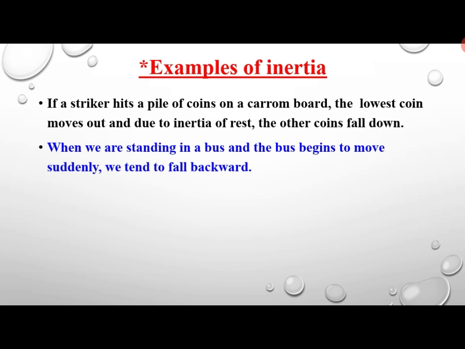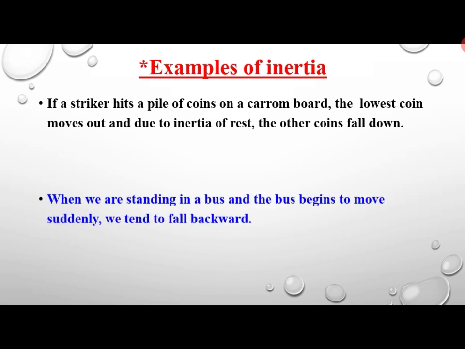Next, if we are standing in a bus and the bus begins to move suddenly, we tend to fall backward. Why is it happening? Because whenever we are standing in a bus and the bus is at rest, we are also at rest with that bus. But if the bus starts suddenly, our lower portion, our feet which are in contact with the bus, comes in motion, but our upper portion is still at rest, and because of that we feel a backward jerk. So this is because of inertia of rest.